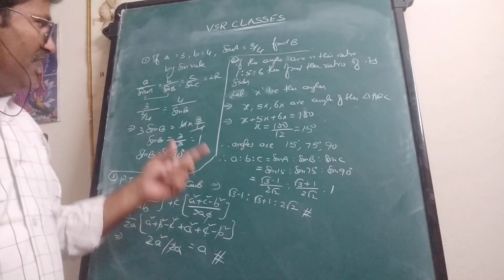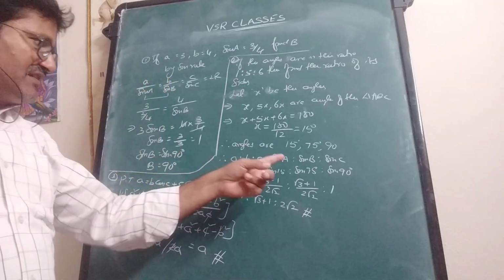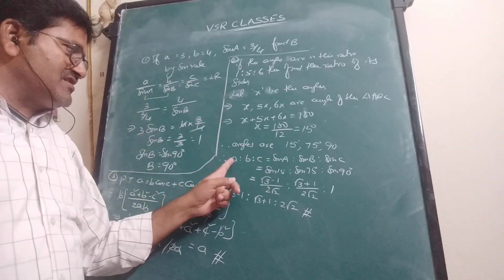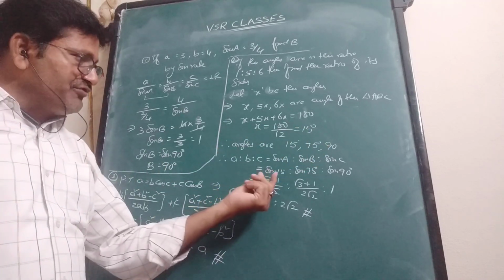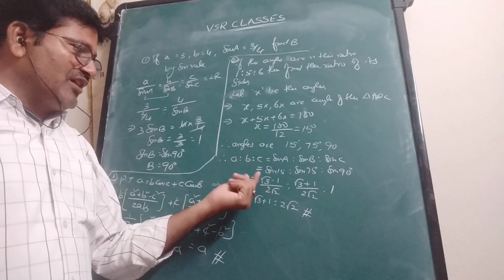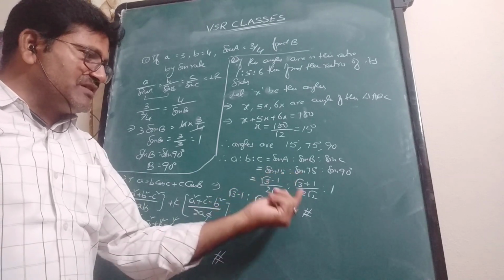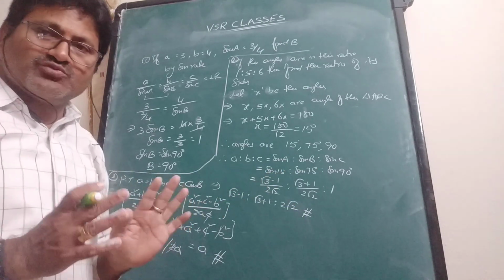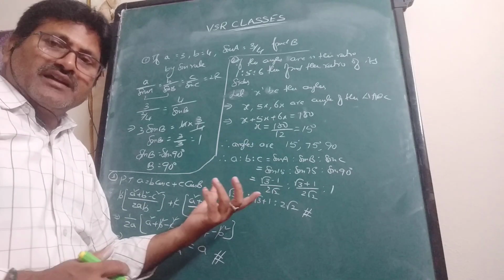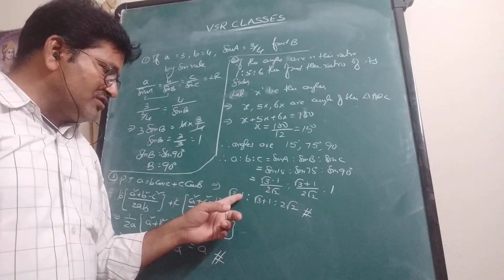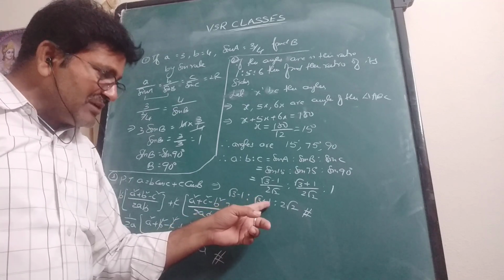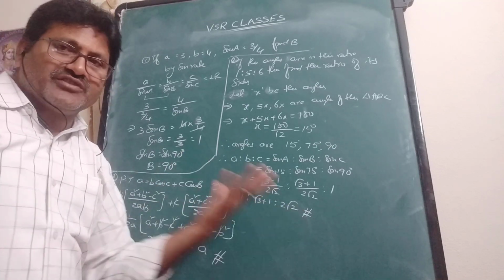Now according to the sine rule, if you take the ratio, 2R will get cancelled. a is to b is to c equals sin A is to sin B is to sin C. Sin 15, sin 75, sin 90. Now (root 3 minus 1) by 2 root 2, (root 3 plus 1) by 2 root 2, and sin 90 value is 1. Now I can multiply throughout the ratio by 2 root 2. You will get root 3 minus 1 is to root 3 plus 1 is to 2 root 2. Like this we got this value.